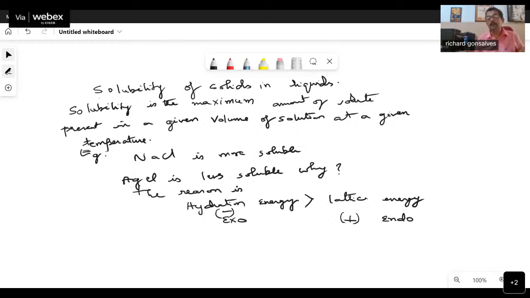If hydration energy is more, hope you know what hydration energy is. Ions are hydrated. When you put sodium chloride in water, the sodium ion gets surrounded by water molecules. That is called hydration of the sodium ion. Chloride ions are surrounded by water molecules, which is hydration of the chloride ion. This hydration energy, which is exothermic, if it is more than the lattice energy, then the lattice will break and the solute will dissolve. If not, the lattice will not break and the solute will not dissolve. That is what it is. Next, effect of temperature.